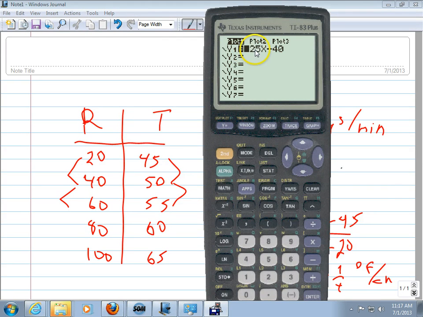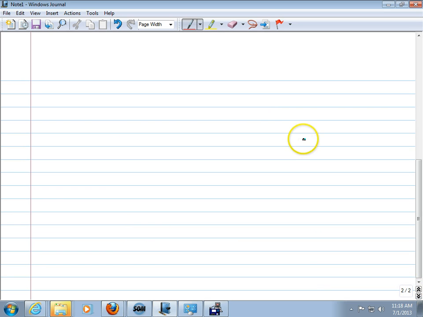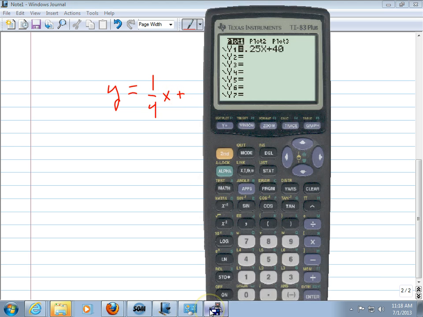y equals 0.25, or 1/4, of x plus 40. But remember, for us, x was the r, and for us, y was the t. All right, so let's go to a new page. Let's write that down. So I got that y equals 1/4 of x plus, what was it? 40.